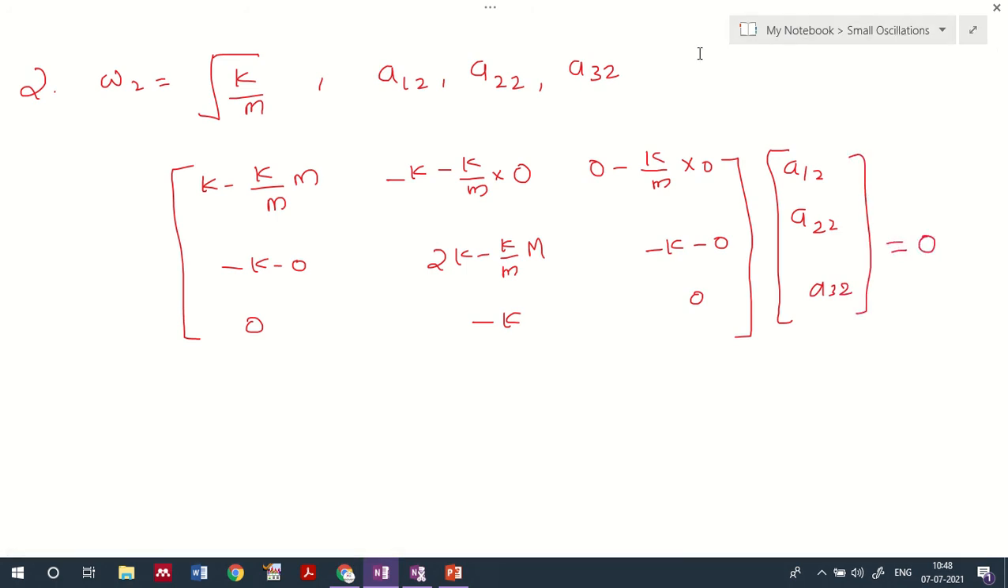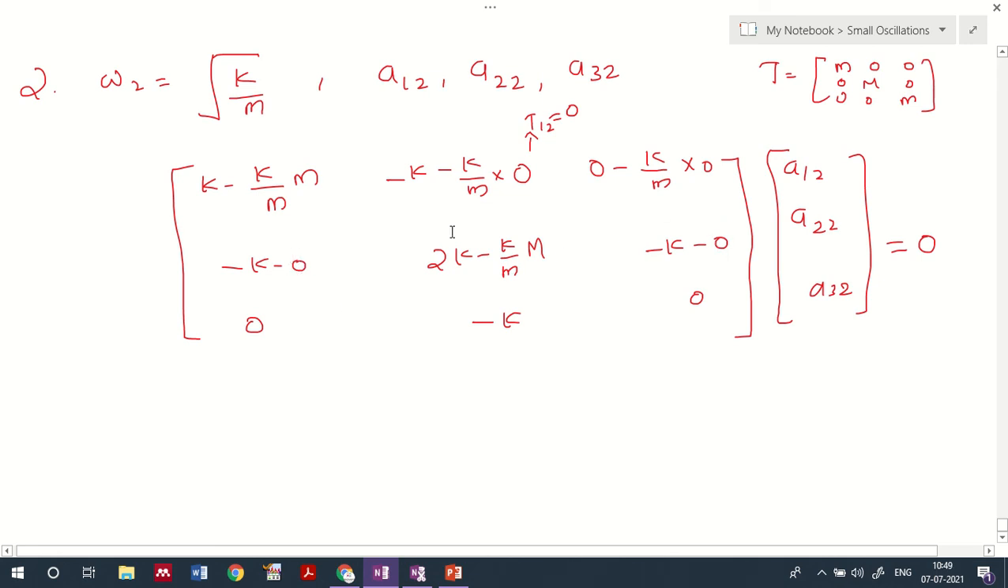So how do I substitute here? We know how this 0 came, because we know that T12 is 0. We know the matrix corresponding to T was m 0 0, 0 capital M 0, 0 0 small m. So the second term will go to 0, and that's why I have represented it like this. Again this part of the term will be 0. There are only diagonal elements corresponding to this case as well.